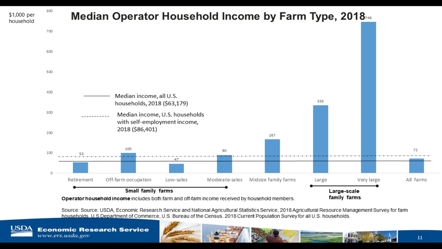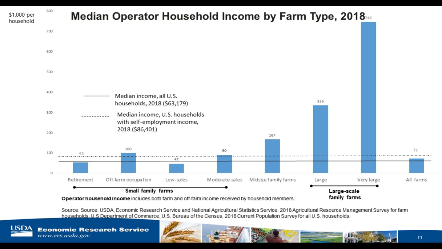Retirement family farms and low sales farms are the only two typology classes with median farm income below the median of all U.S. households and median U.S. households with self-employed income. We compare farm households with self-employed income because farm households are most similar to other U.S. households that own a business. Also notice that there is a distinct trend that median household income increases as farm size increases.